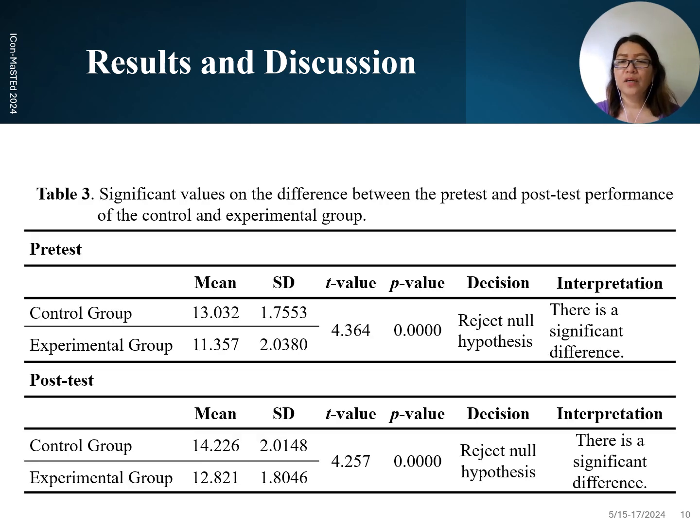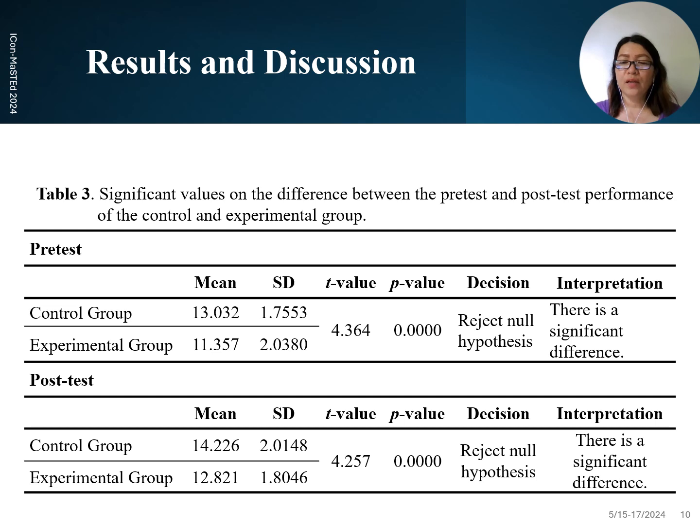Table 3 shows significant values of the difference between pre-test and post-test performances of the control and experimental group. The computed t-value during the pre-test is 4.364 and has a corresponding p-value of 0.000, which is less than the 5% level of significance. Thus, the null hypothesis is rejected. With this result, it is inferred that there is a significant difference between the performances of the control and experimental group during the pre-test.